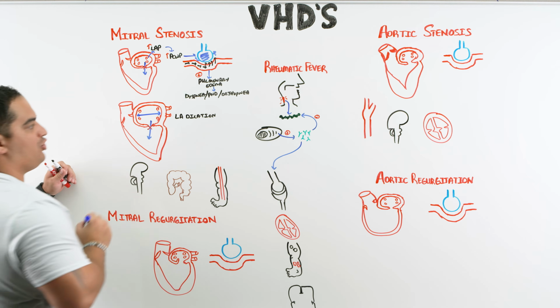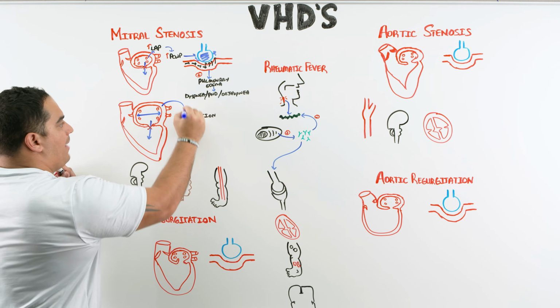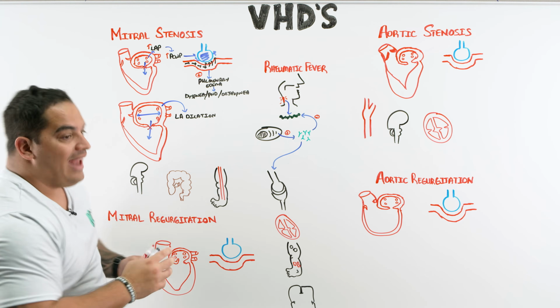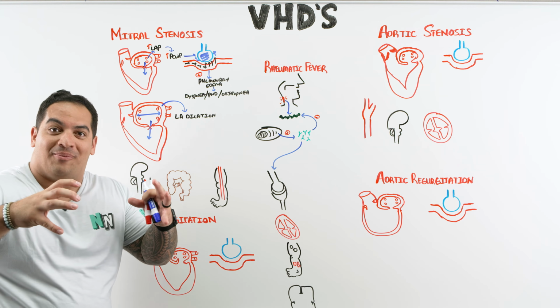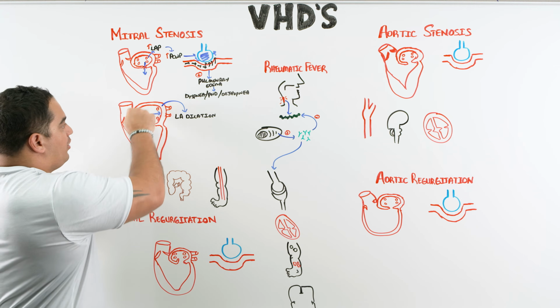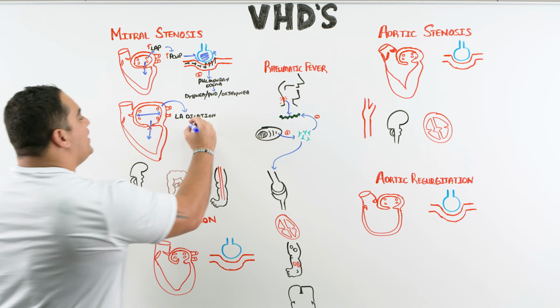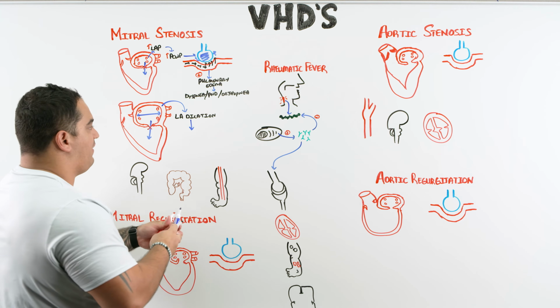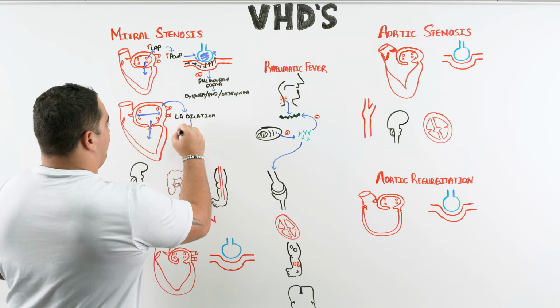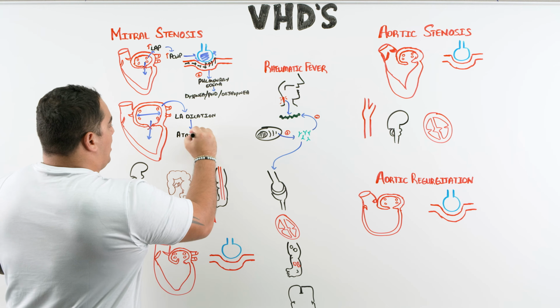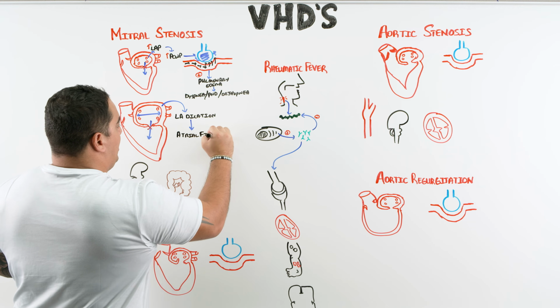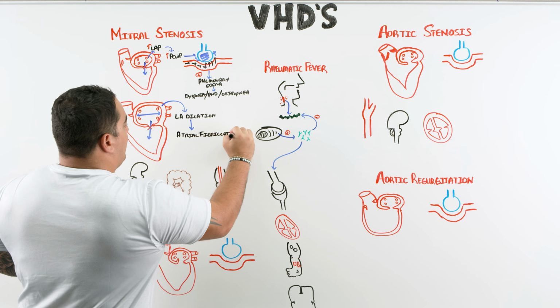Now look at how honking big this atria is. It's gargantuan. And because of that big old atria, now you stretch out the myocardium. When you stretch the atrial tissue, it alters the circuitry there, and it increases the risk for patients developing atrial fibrillation. So this causes atrial fibrillation to be way more prominent in these patients.